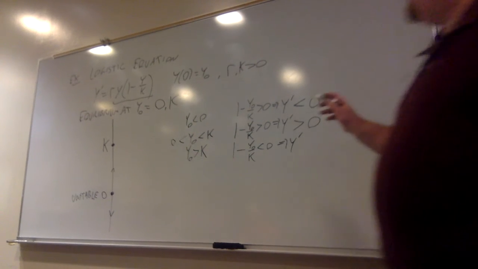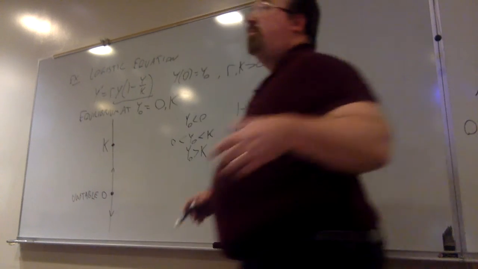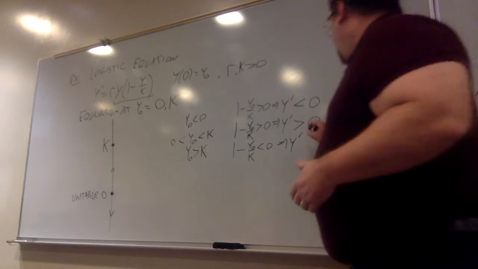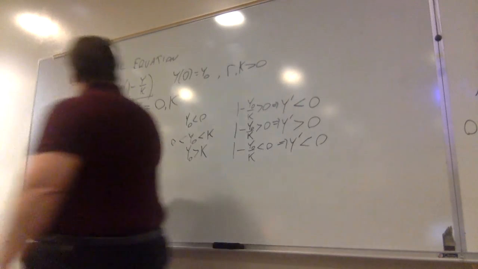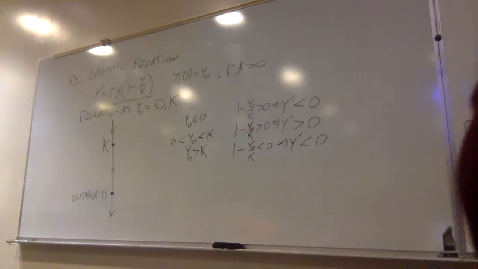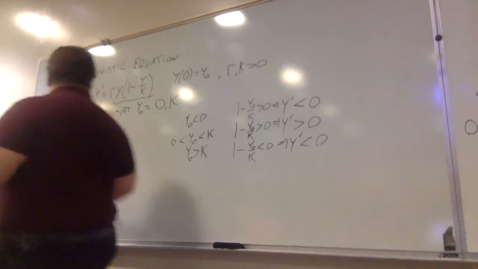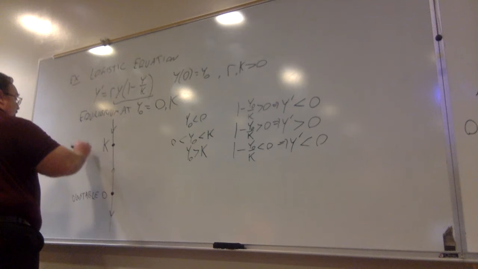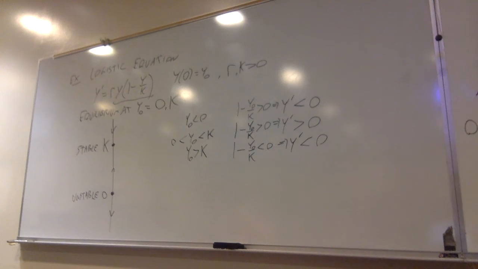Negative. It's going to be negative because this factor we determined was negative, but y and r are positive, so the whole thing is negative. So the equilibrium at y naught equals k is what? Stable. It is stable, because both arrows are going towards k. All right, so we end up having one unstable equilibrium point and one that is stable.